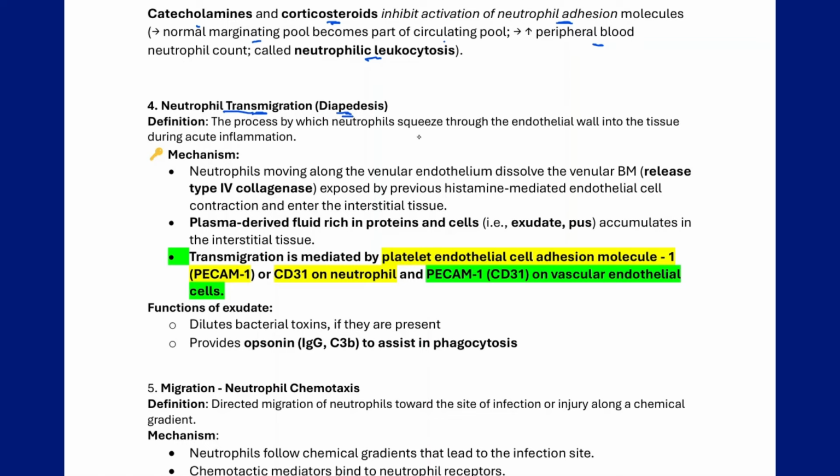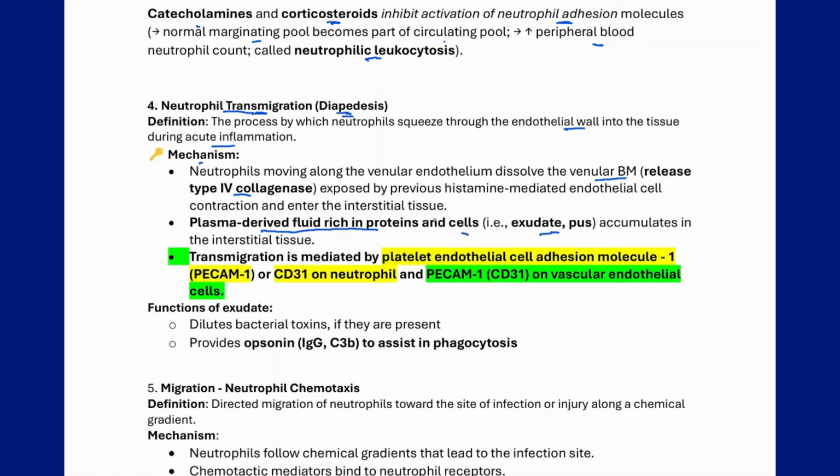So this is the process by which neutrophils squeeze through the endothelial cells into the tissue during acute inflammation. And what are the mechanisms? The neutrophil moving along the venular endothelial cell dissolves the venular basement membrane. It releases type 4 collagenase and uses that collagenase to dissolve the basement membrane, exposed by previous histamine-mediated endothelial contraction. Remember, I mentioned the endothelial contraction done by histamine in the vascular changes. And they enter the interstitial tissue. As they go into the interstitial tissue, plasma-derived fluid rich in protein and cells, which is what we call exudate, is also going to accumulate in the interstitial tissue.